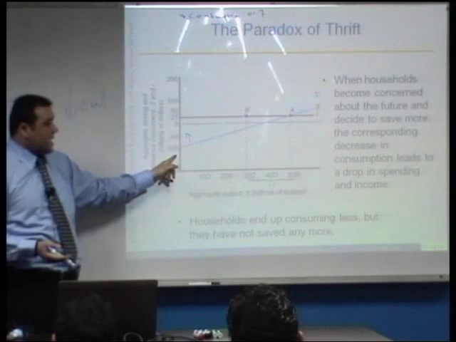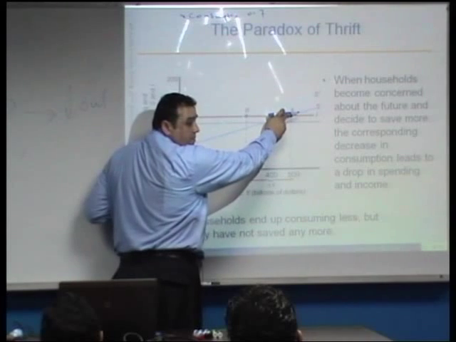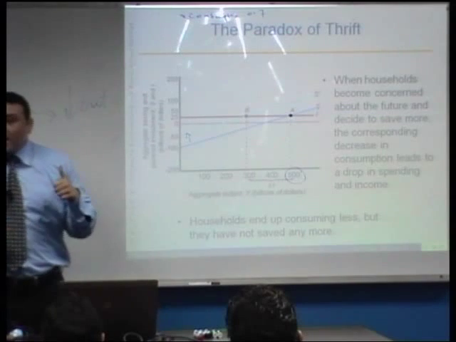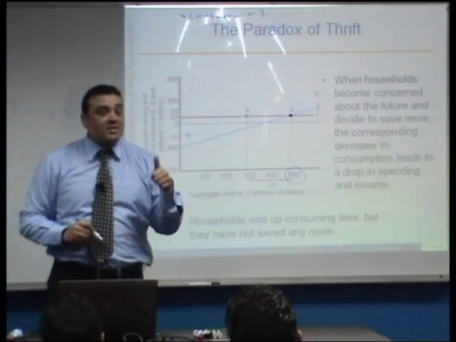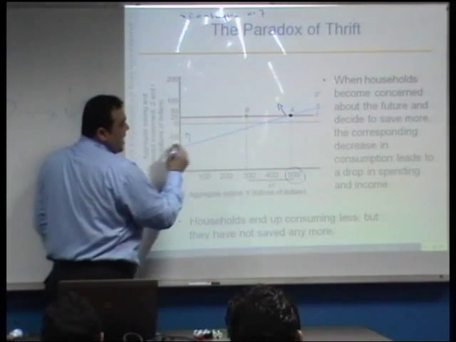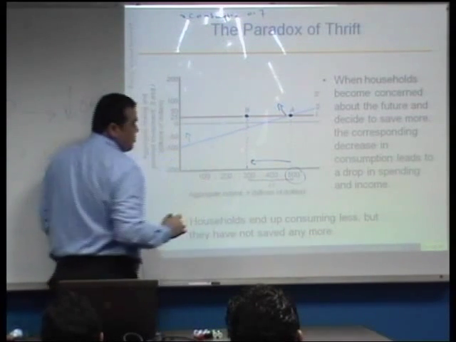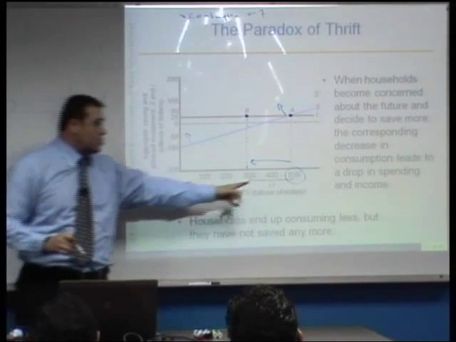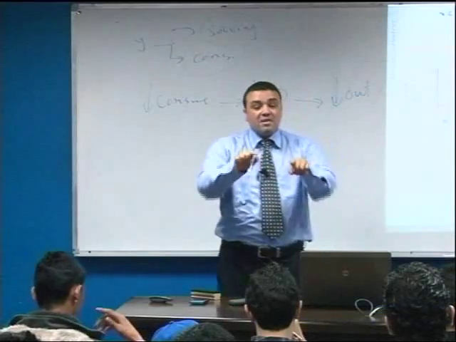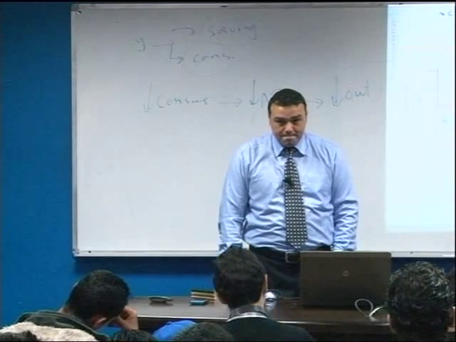So as you see in the first case, S equals I, the saving at equilibrium, saving equals investment, at Y equals $500 million. When the households decided to increase their saving, we have a new equilibrium point, point B. In this case, the aggregate output declined by $200 million, from $500 million to $300 million. Why? The value of what? The MPC. Right?